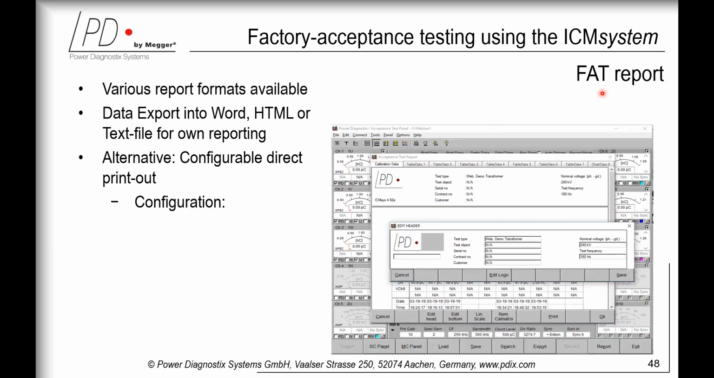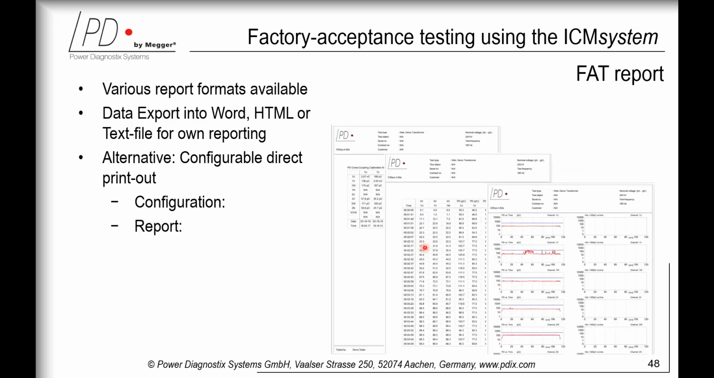Here you can edit header and footer. You see it here, you can adjust the entries. Also, you can change the logo. And the content itself is a comprehensive and neat report about the performed test, giving the cross-coupling metrics, the values in the table, and also some predefined strip charts. So in case of a successful factory acceptance test, you are now done.